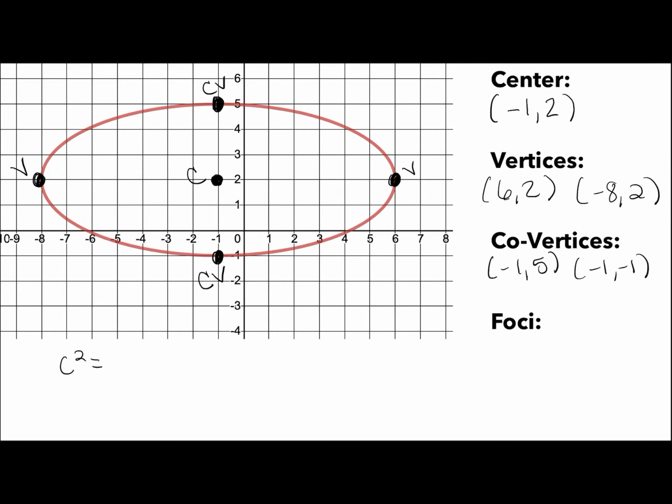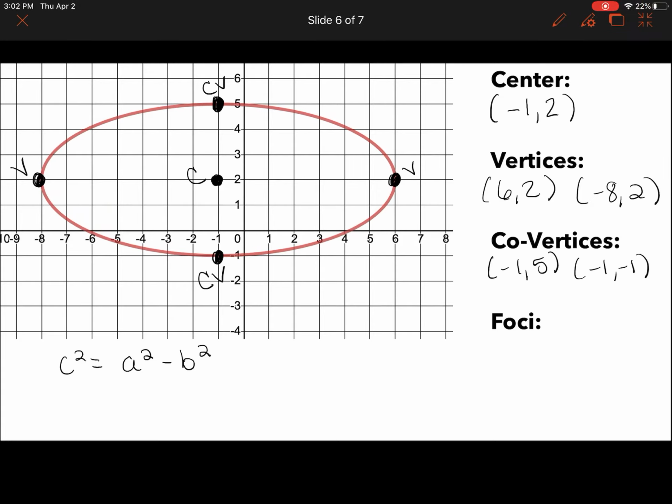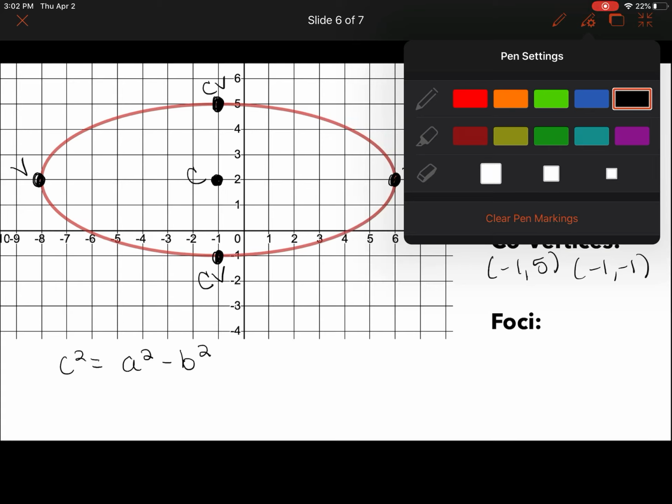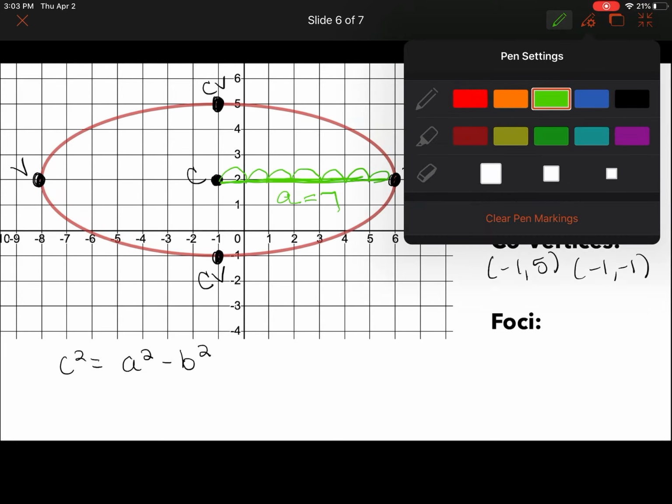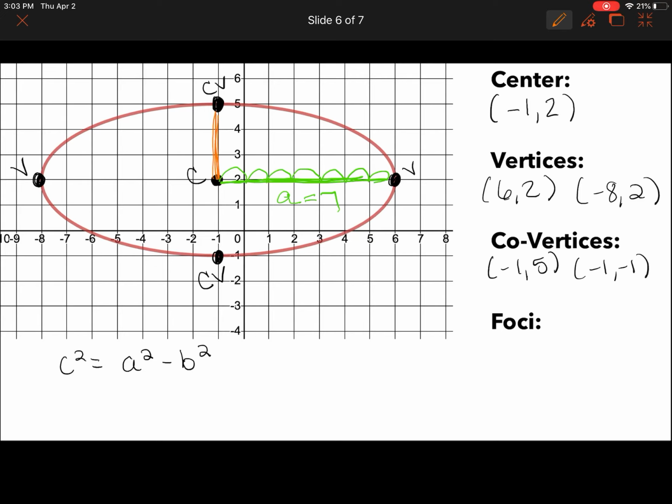So we got c squared is equal to a squared minus b squared. Okay. So what we have to do is figure out what A and B are. So right here, this is going to be my A. See how many that is. 1, 2, 3, 4, 5, 6, 7. So A is 7. And this right here is going to be my B because that's the shorter part. 1, 2, 3. So B is 3.